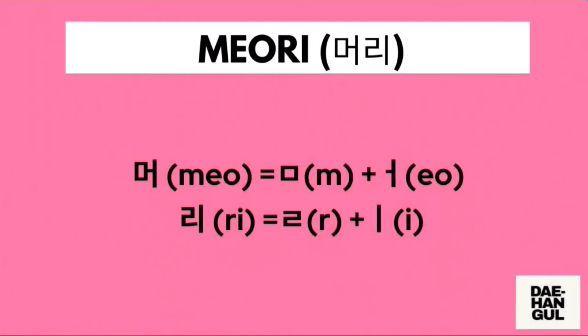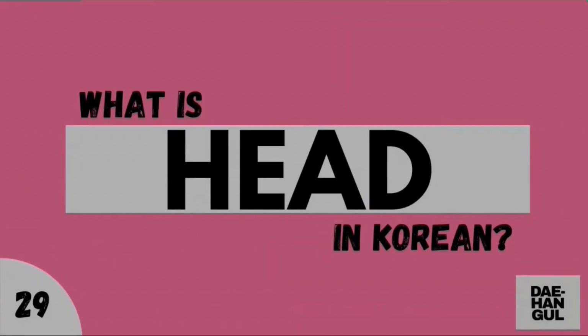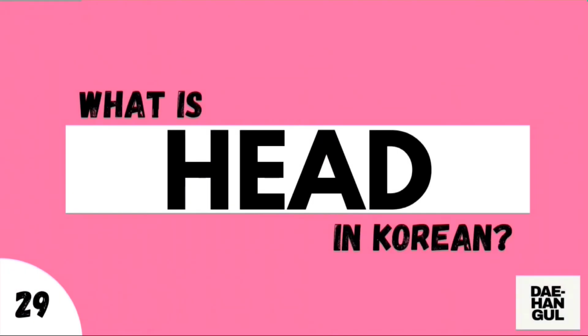How do we write meori in Hangul? Let's start with the first syllable meo. First, we need to draw a mieum character followed by the eo character. And then for the second syllable ri, we need to draw first a rieul character followed by the i character. And then we just have to combine the Hangul for each of these two syllables to form the Hangul of the word meori. And with that, you already know what is head in Korean.